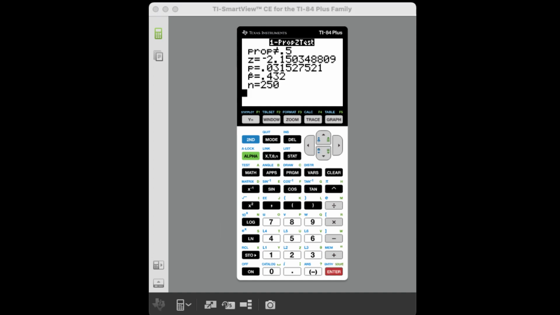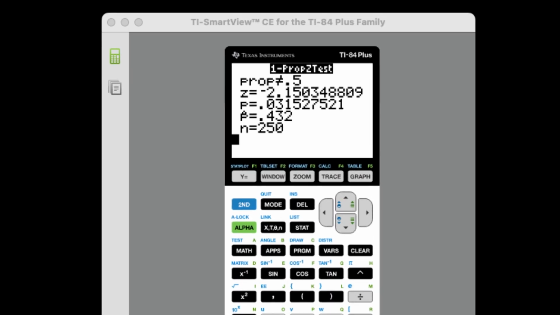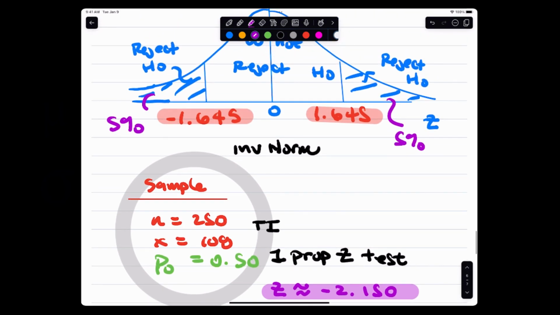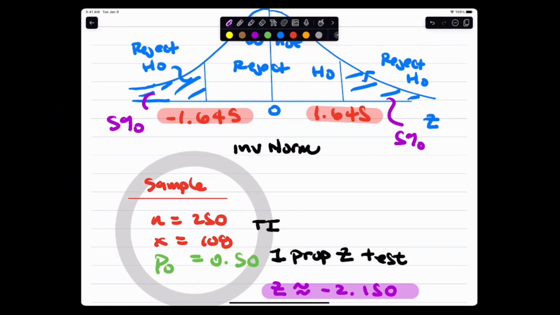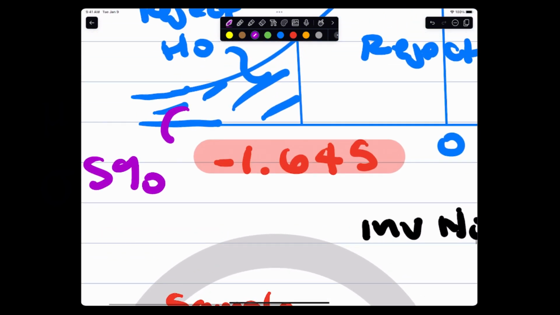What do you guys get? Negative 2.150. Yeah, our test statistic's going to be what? It's the Z value, negative 2.150. You are correct. Negative 2.150. So, ladies and gentlemen, your test statistic is over here. Is it past the critical value? Yes, good.